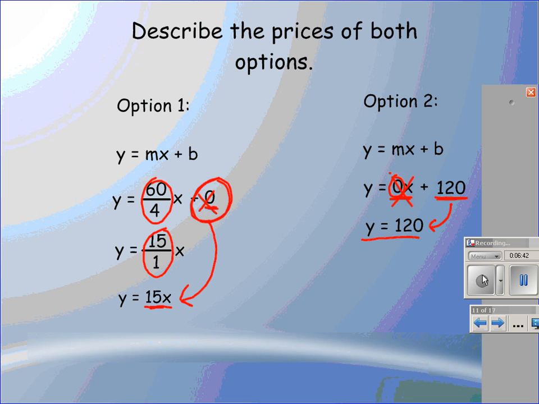Option 2, up front, we pay $120. And that's the initial amount. That's where it crosses the y-axis. And then if you notice, the slope is 0. So that means that we pay $120 and we can visit the park as many times as we want. It's just $120.